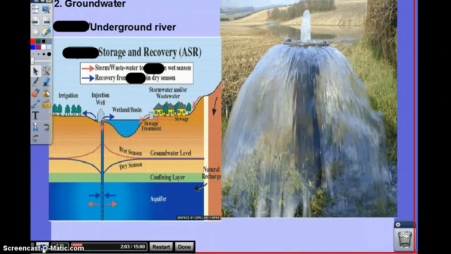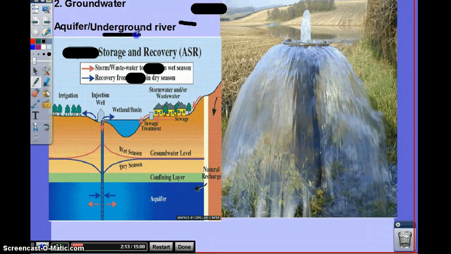So our second main source of water, or where we obtain our water, is called groundwater, and we call those aquifers. They're actually underground rivers. That means they have a flow. Aquifers flow. Where do they end up? Above ground. They can.